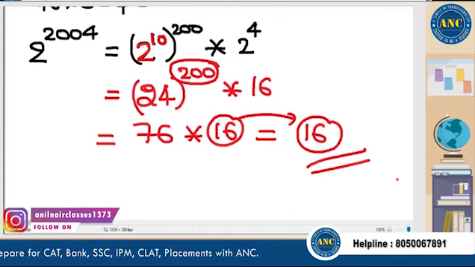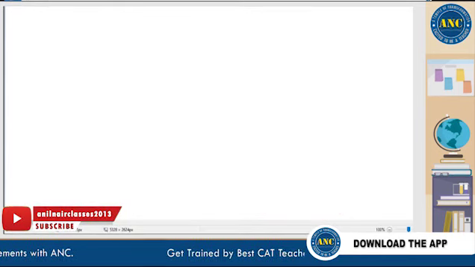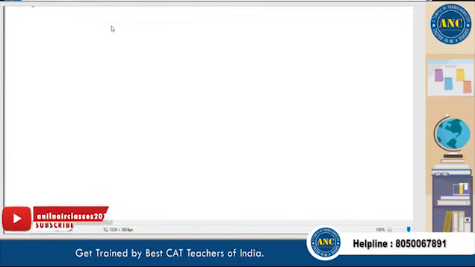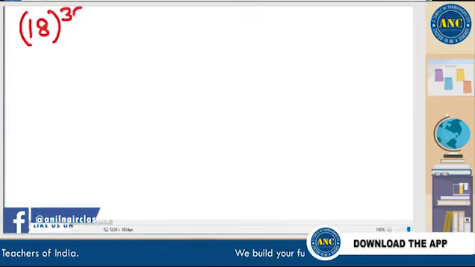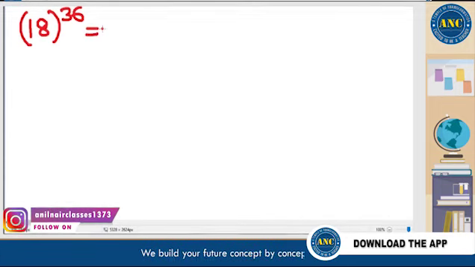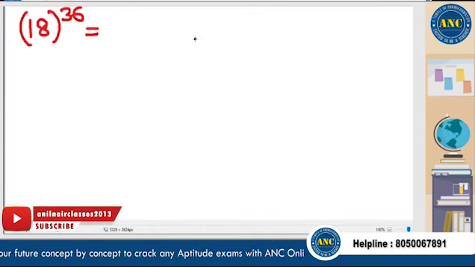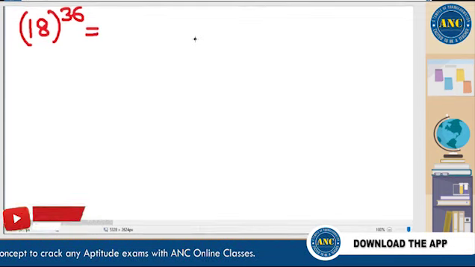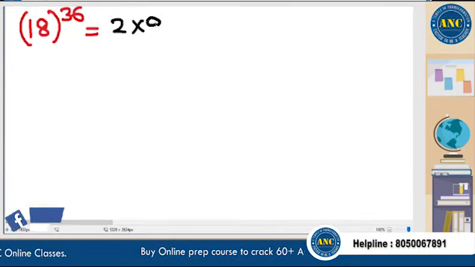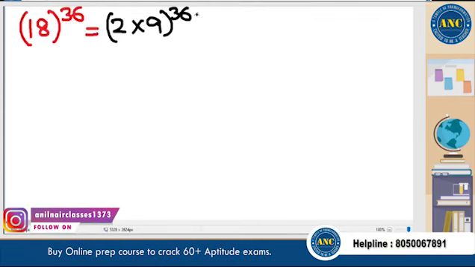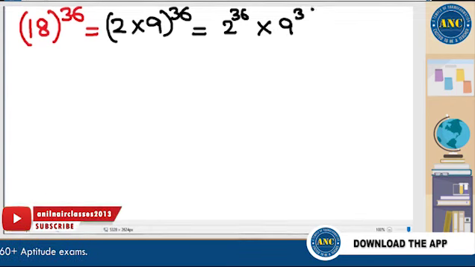Second question. Now see here, sir. First question, unit digit is 2. Second question, suppose for example I will take unit digit 8. Listen carefully. 18 power 36. Step number 1: whenever you get 2, 4, 6 or 8, express it as 2 into something. So 18 can be written as (2 into 9) power 36. This can further be simplified as 2 power 36 into 9 power 36.